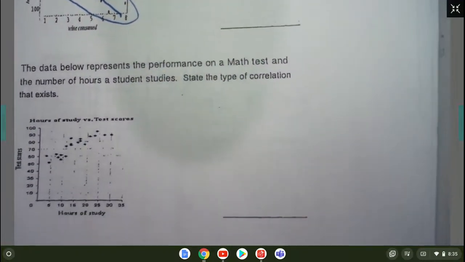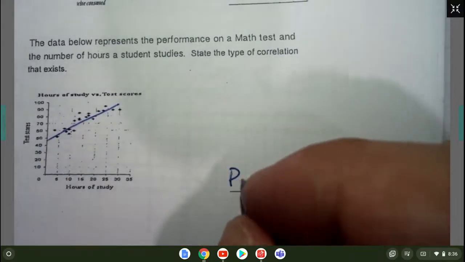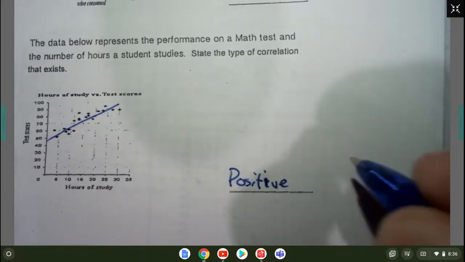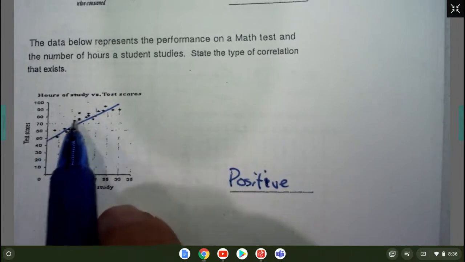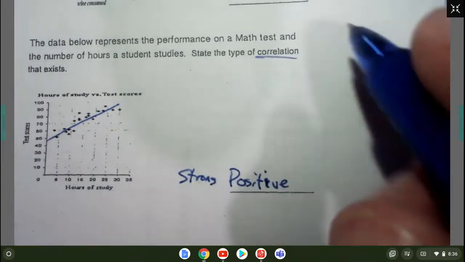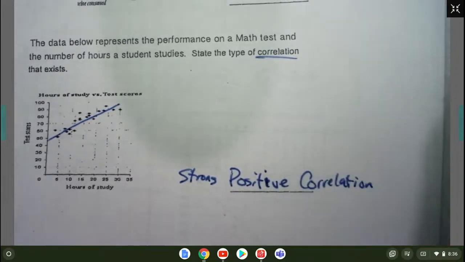All right, next one. Data below represents the performance on a math test and the number of hours a student studies. Say the type of correlation that exists. We can be a little quicker on this one. Just type of correlation, that's fairly easy, right? This is a positive correlation, and we could even say maybe strong. Maybe it's a strong positive, and we're using the word correlation here. Correlation or relationship, either one of those words would be fine.